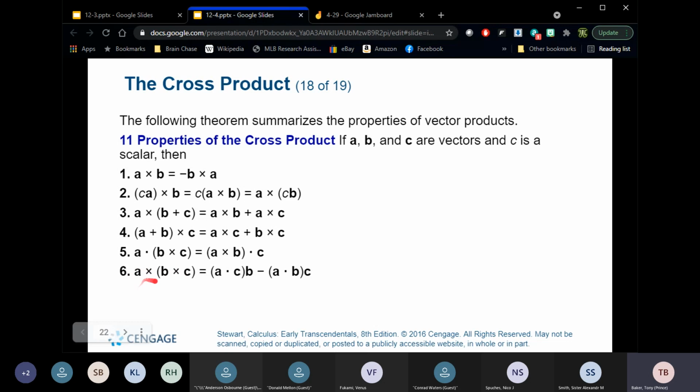And if you want to do the cross product of A with the cross product of B and C, it ends up coming out to be the dot product of A and C times B, minus the dot product of A and B times C. So it is not just a simple associative rule like we have with multiplication. So do keep those in mind when you're working through them.